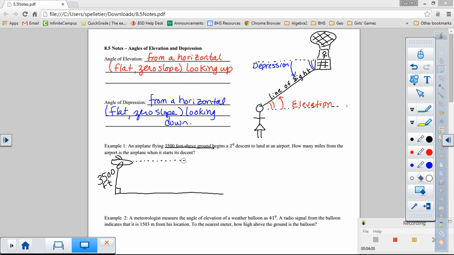And remember that depression means you start at your horizontal and you're going down. And it said that it started a descent of 2 degrees. So this is a 2-degree, whoops, not 20, sorry. That is a 2-degree angle. So let me fix that for you. 2 degrees, okay? And the question is, how many miles from the airport is the airplane? So, X. How far is it from its distance right here to get to the airport? All right, so we're looking for that distance.